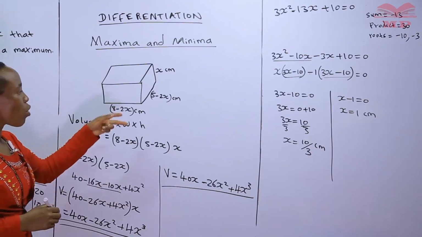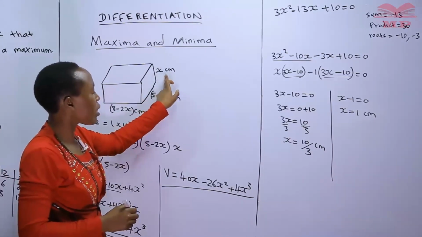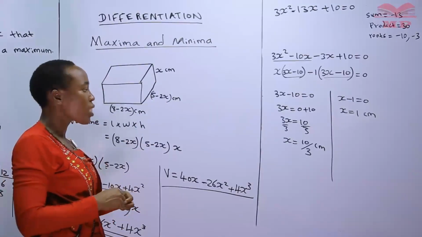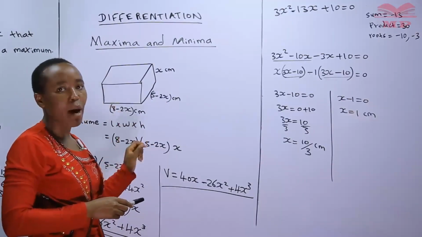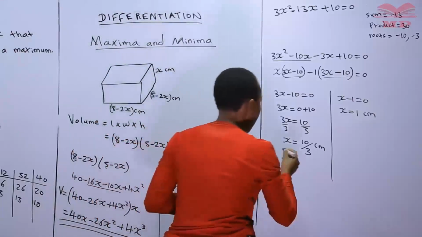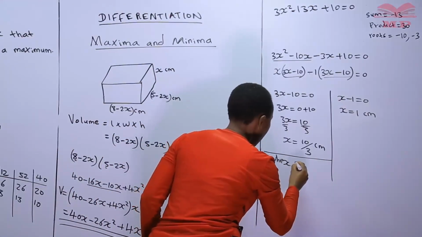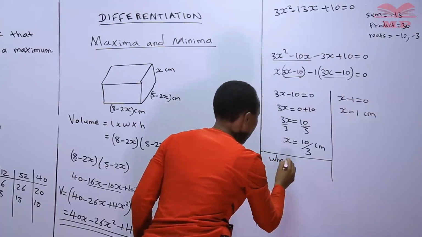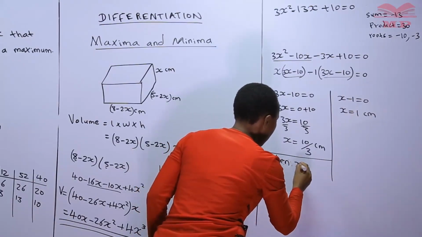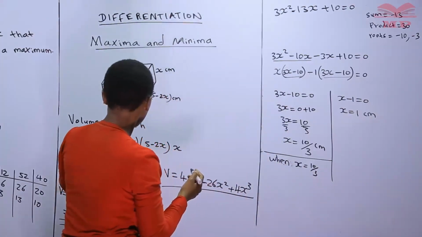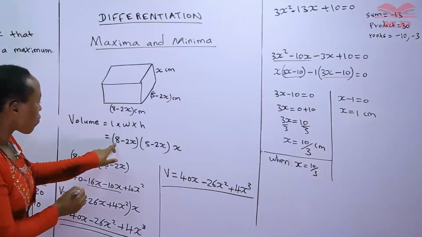So we calculate the volume when x is 10 over 3 and when x is 1, and see which value of x will give us the maximum volume. So we can start with when x is 10 over 3. When x is equal to 10 over 3, we are going to get the volume. This is the formula for the volume.